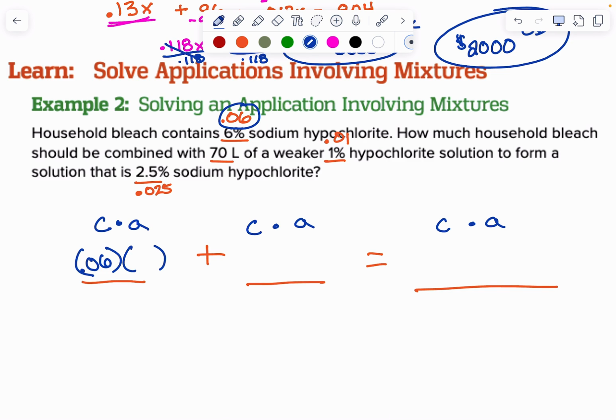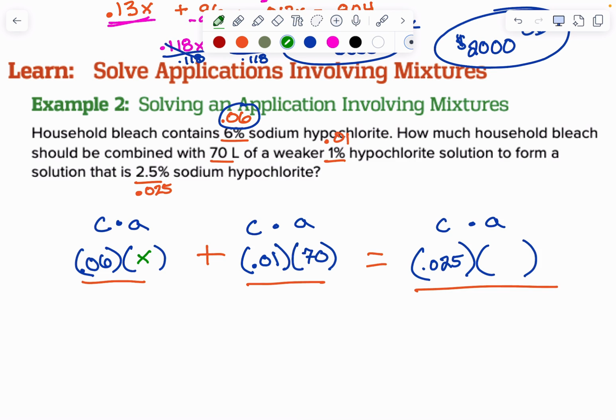The second concentration I have is a 0.01. And how much amount of that do I have? 70. So I do know what that is. And I want ultimately a concentration that is 0.025, and I don't know that amount, right? Okay? So what we're ultimately trying to find is this right here. I don't know what this amount is, right? So I'm going to put X there.